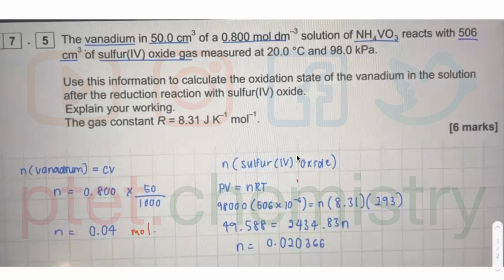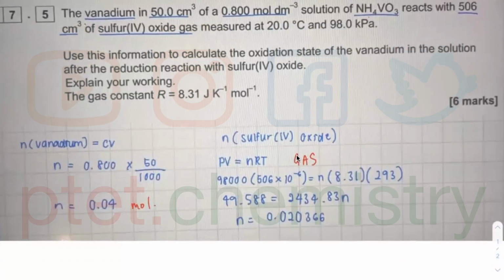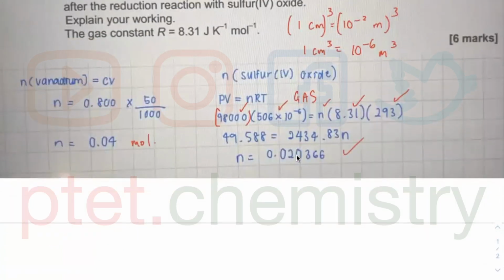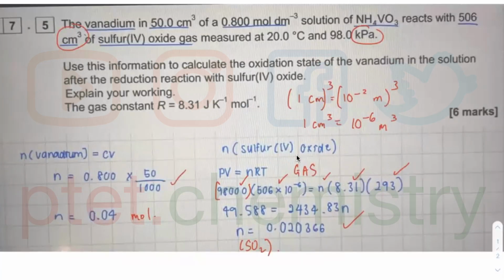PV equal to nRT is for the gas. So if that is true, let's see. You convert the kilopascal to Pascal, that is okay. This is 506 cm cube. You know that 1 cm is 10 to the minus 2 meter. You cube both sides and you get 1 cm cube, which is 10 to the minus 6 meter cube. So you got that correct. And R, and then 20.0 plus 273, that is fine. I assume your calculation is fine. If your calculation is fine, this should be okay. That is your mole of SO2. And there's 0.800 times 50, that should be all right as well.